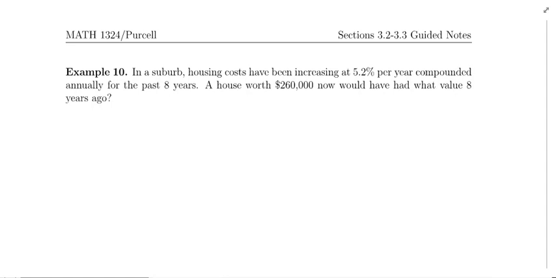In a suburb, housing costs have been increasing at 5.2% per year, compounded annually for the past 8 years. A house worth $260,000 now would have had what value 8 years ago?